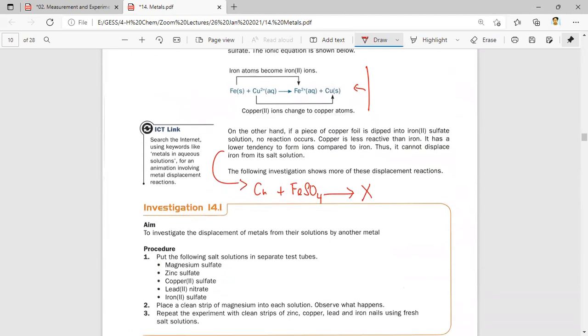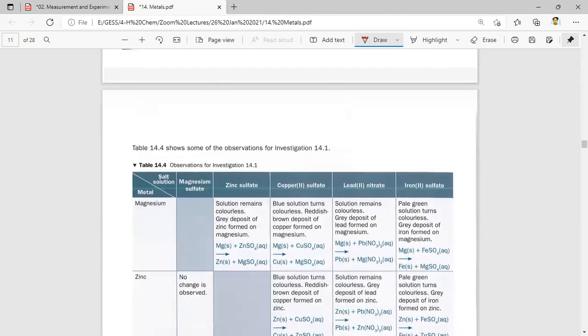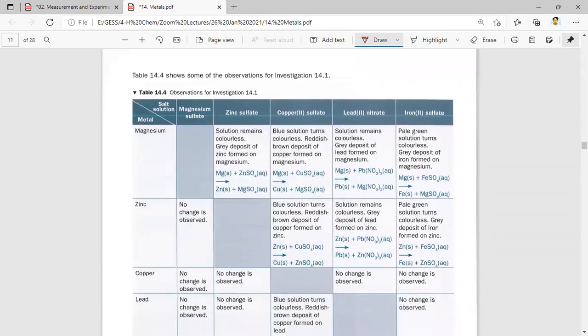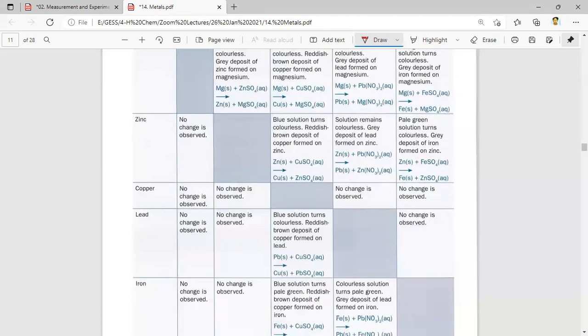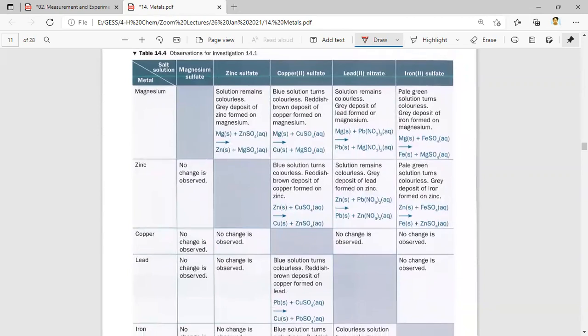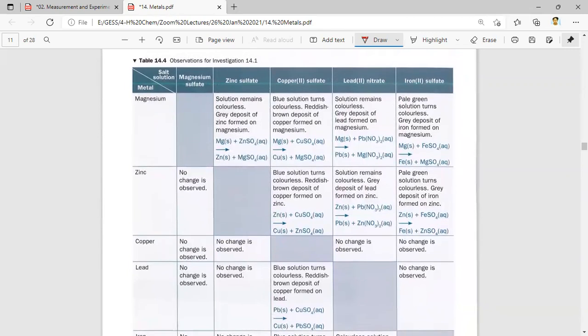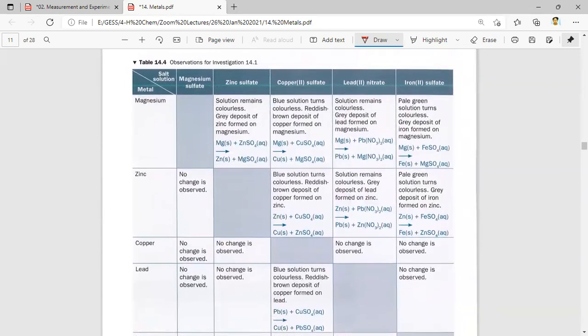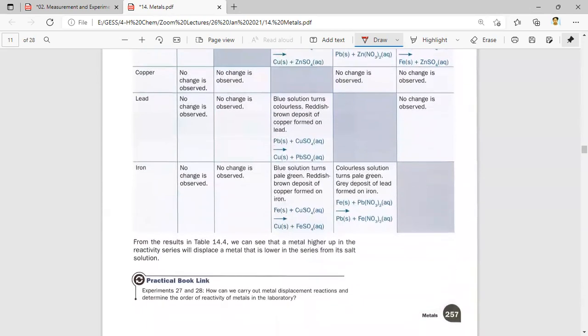Displacement helps you to find out which metal is more reactive and which is less reactive. This table that you see here is a summary of all the displacement reactions in terms of their observations. Of course, you can memorize it if you want, but if you do not want to, there are some key points you can take from here.